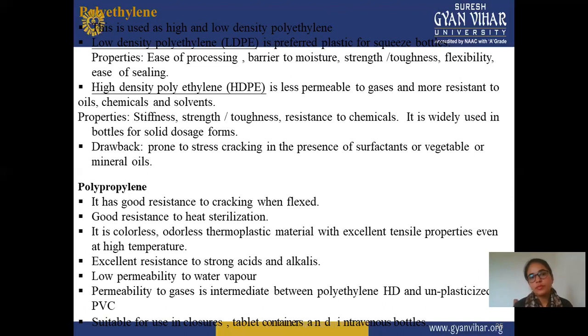So polyethylene, we already saw, is divided into two types: low density and high density polyethylene. The second type of plastic is polypropylene. Polypropylene has good resistance to cracking and good resistance to heat sterilization.